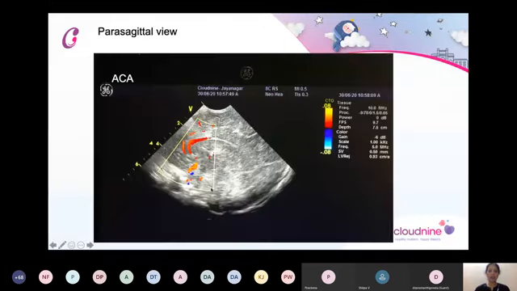So then what you will see is this box that shows up, within which you will see a lot of the colors light up. Here what we're seeing is the anterior cerebral artery that is curving around the front of the lateral ventricle and moving posteriorly. Since the blood is moving towards the probe, that's why it's looking red in color.